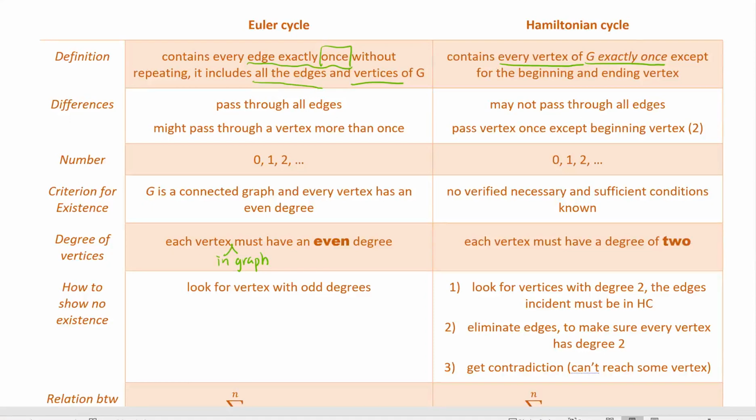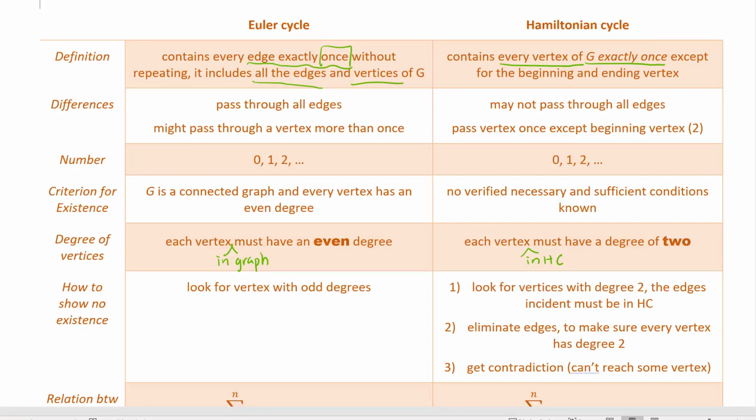And for the Hamiltonian cycle, each vertex must have a degree of 2. This is the degree in the Hamiltonian cycle. The degree in the graph might be more than 2, but within the Hamiltonian cycle, the degree of each vertex must be 2.